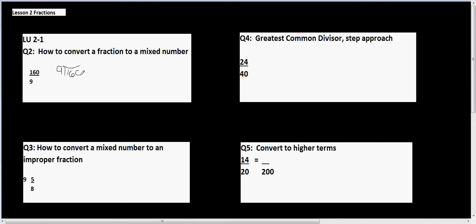Okay, so 9 is going to go into 16 one time evenly. Subtract that from your 16 and you get 7. 9 goes into 70 a total of 7 times for 63. Subtract the 63 from the 70 and you get 7 left over. So what we're saying here is that 9 goes into 160 17 whole times. So the whole number will be 17 and the remaining fraction will be 7/9.